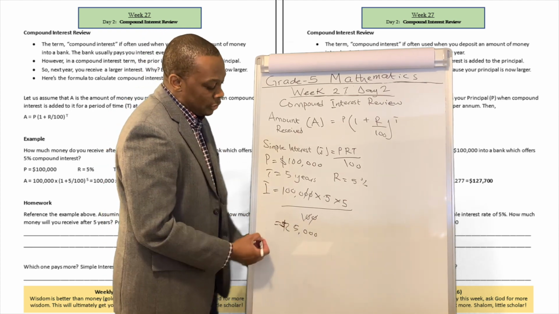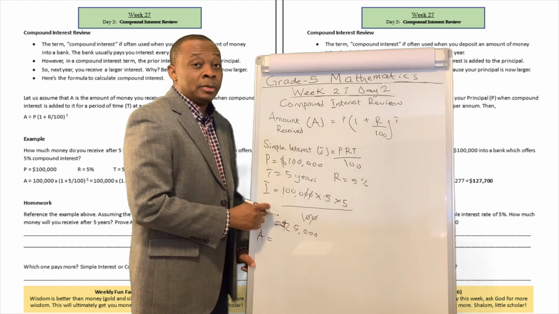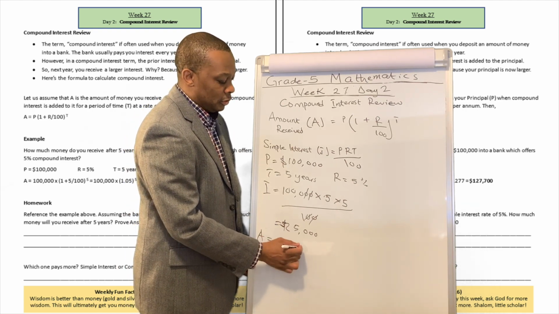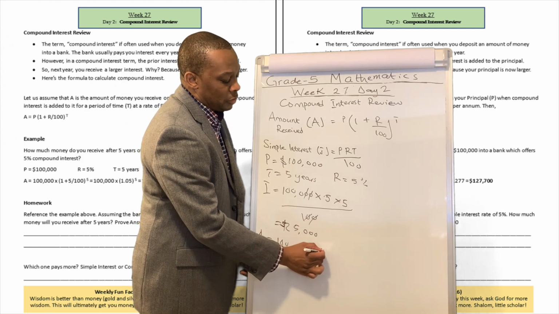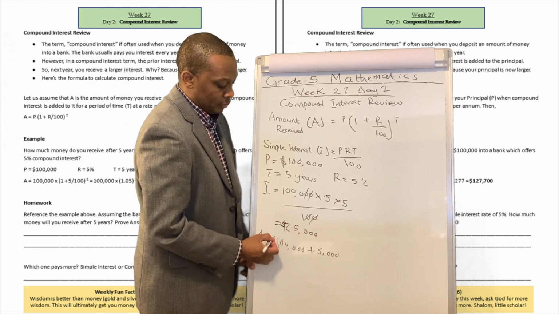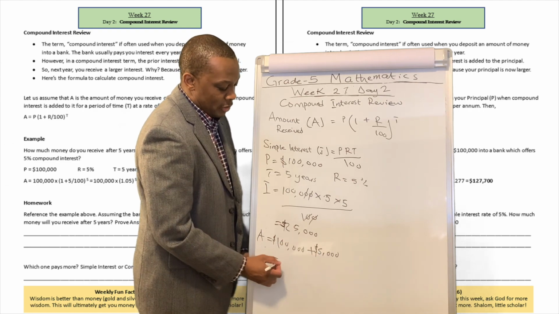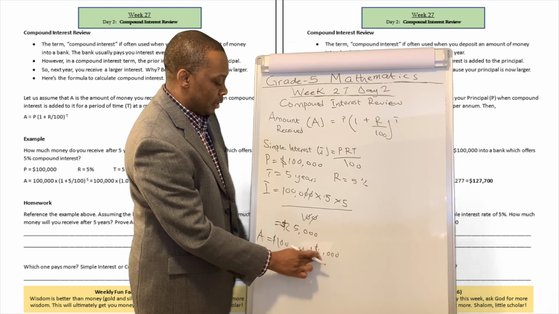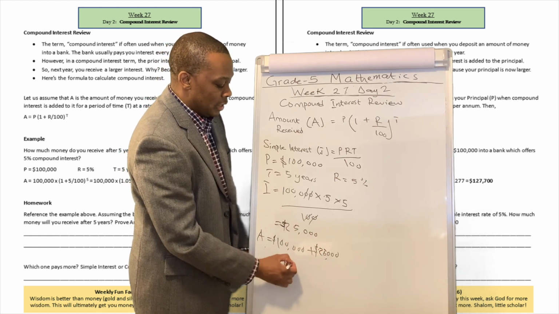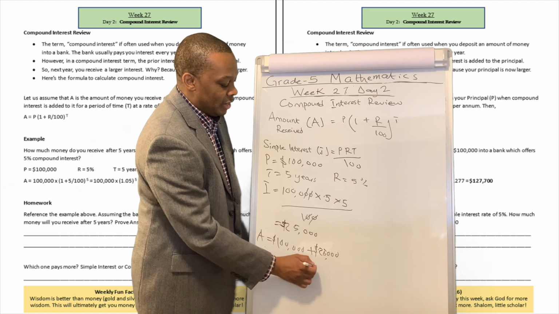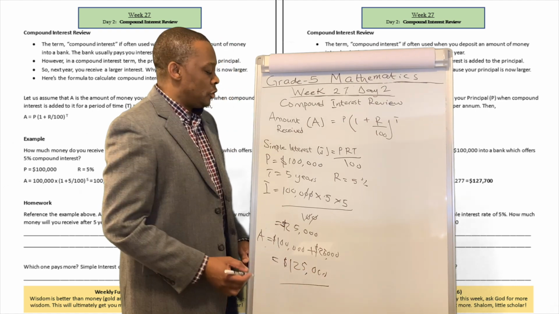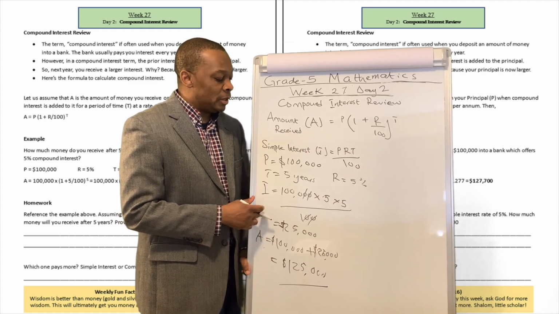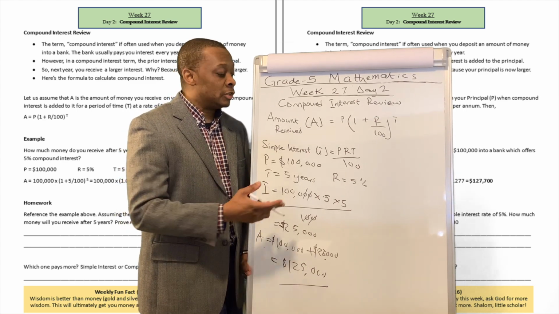Now, the amount of money that you're going to get after 5 years in a simple interest situation is going to be your principal, which is $100,000, plus your interest, $25,000, pardon me. So $125,000. That's the amount you're going to be getting after 5 years if you were to realize a simple interest of $25,000 in 5 years on your money.